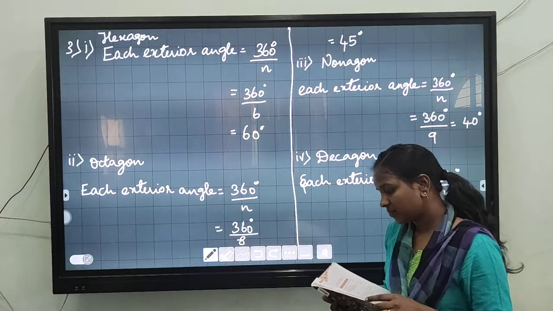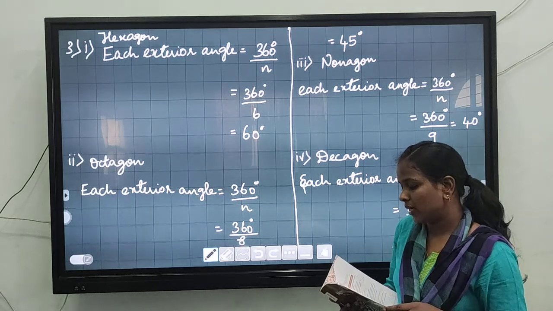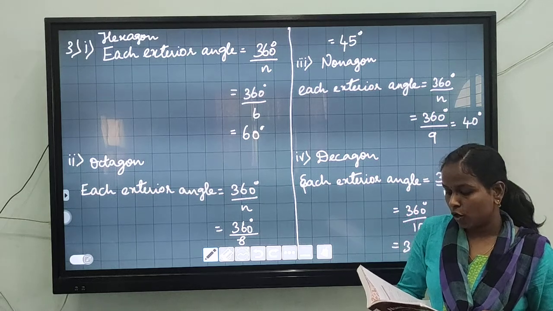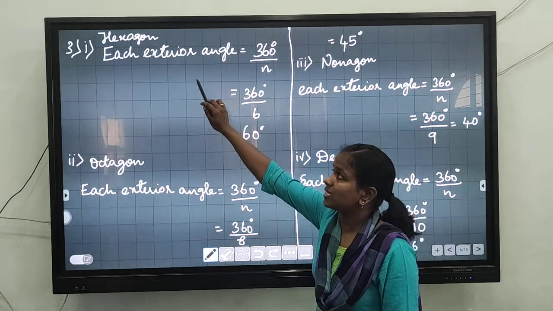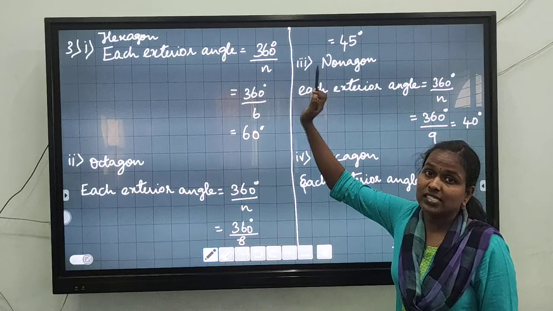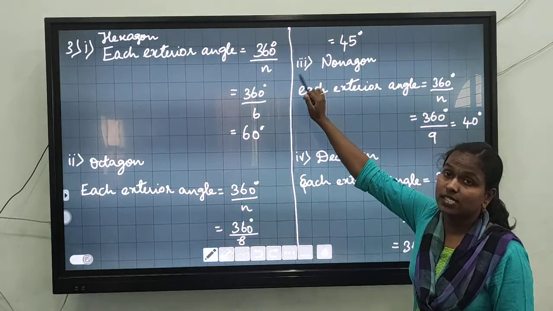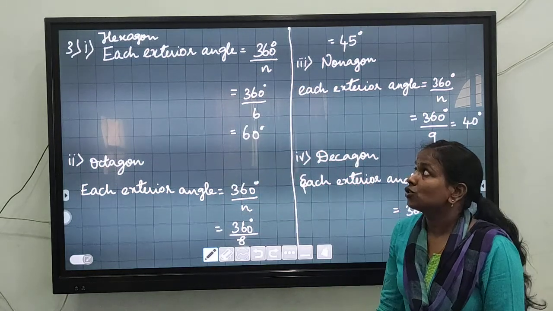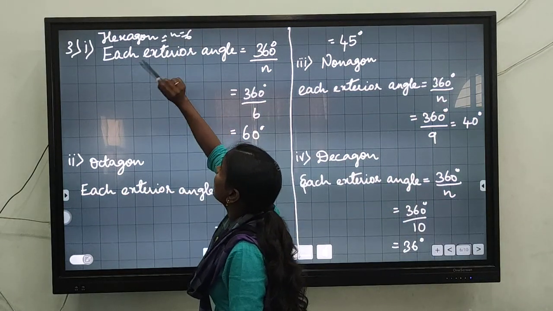Next one, find the measure of each exterior angle of the following regular polygons. They told to find out each exterior angle of the figures hexagon, octagon, nonagon and decagon. So here the first question is hexagon. We have to find each exterior angle. The exterior angle formula is given in the first slide: each exterior angle equal to 360 degree divided by n. So n here denotes number of sides. Hexagon has how many sides? n equal to 6.